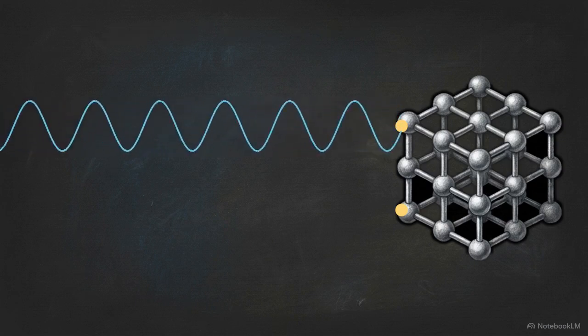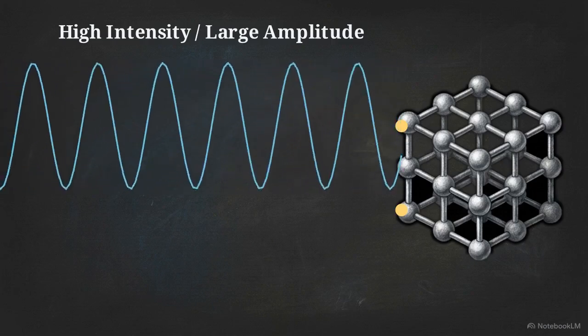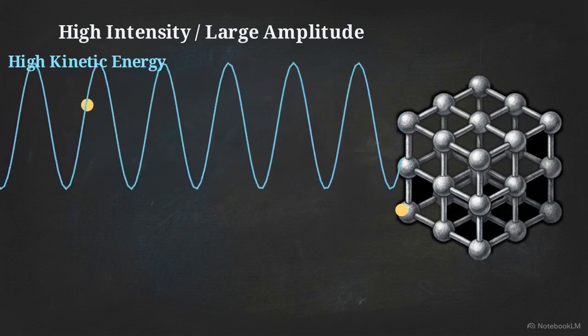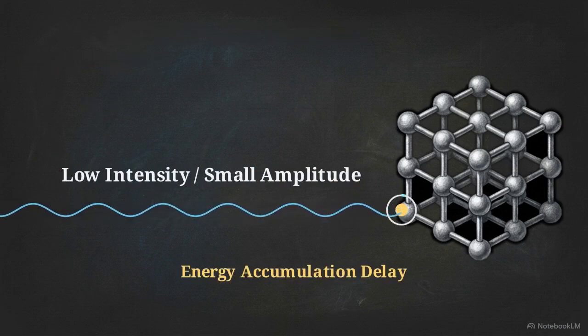If light is a continuous wave, the energy it delivers should depend on its intensity, or amplitude. A brighter light means a larger wave, which should transfer more kinetic energy to the electrons it hits. Furthermore, if that continuous wave is very dim, the energy is spread thin. An electron would need to sit in the light beam and slowly accumulate energy over time, causing a measurable delay before it finally absorbs enough to break free.